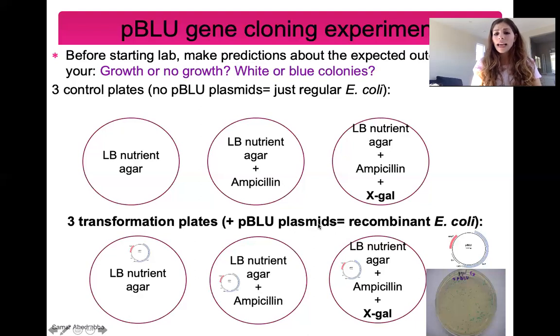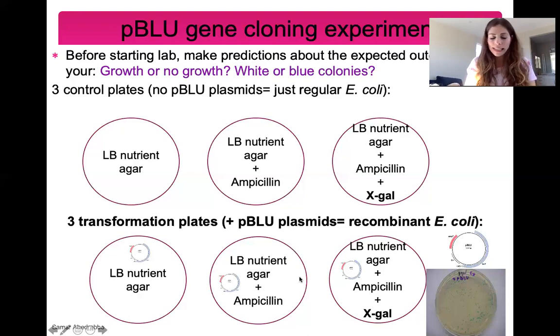And then if you take the transformed or recombinant E. coli, the E. coli with the pBLU plasmid, and you plate it on a plate that has agar, ampicillin, and X-gal, you will see growth because your pBLU plasmid gave the bacteria the ability to be resistant to ampicillin, but you'll also see blue colonies because the plasmid has the beta-galactosidase gene, and beta-galactosidase can break X-gal and get a blue color. So that's the theory behind it. Those should be your results if transformation actually worked.